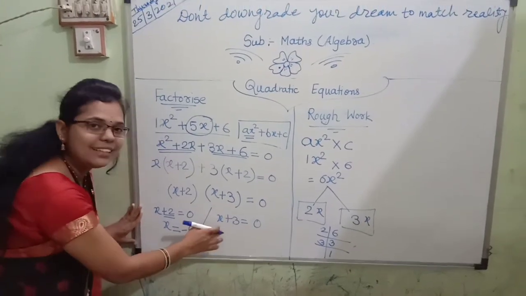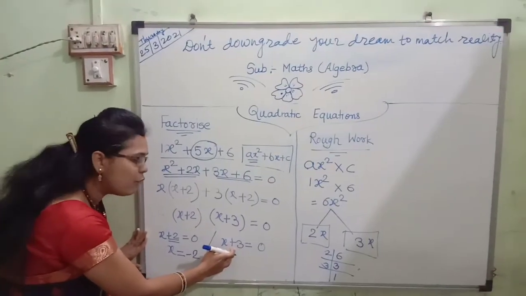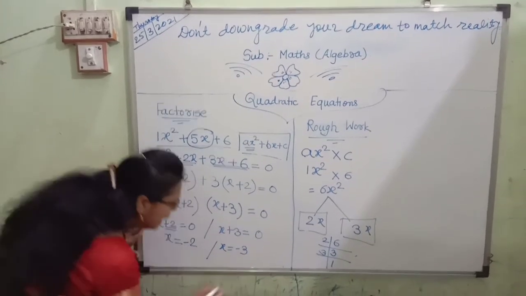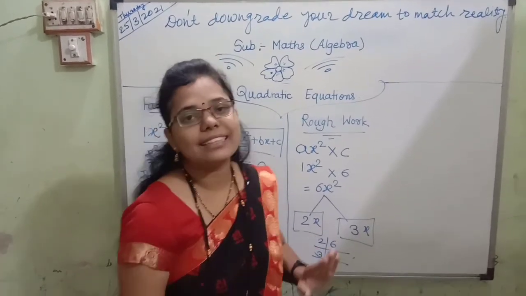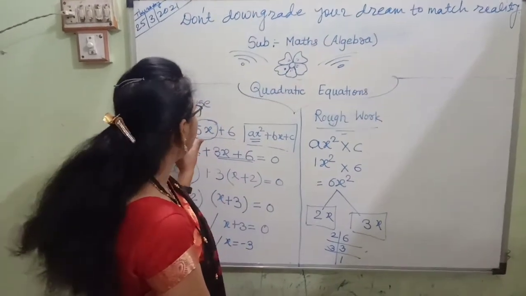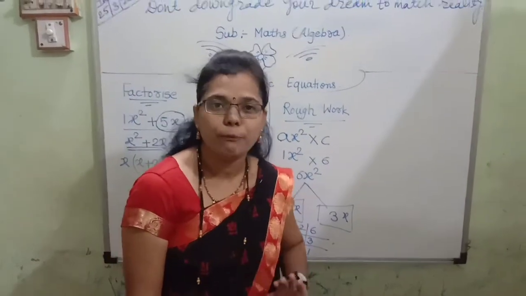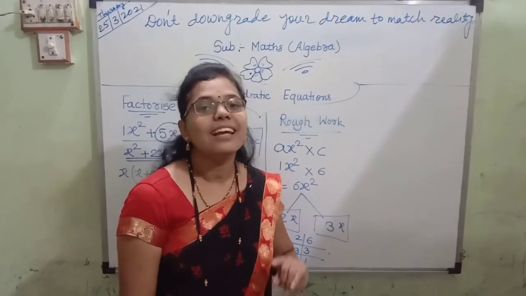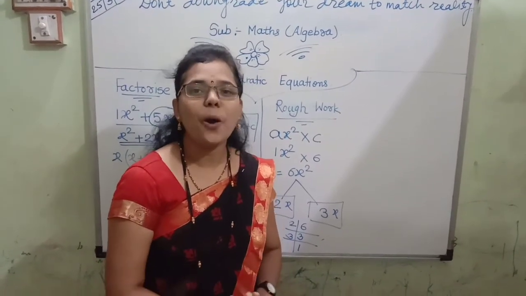Same way with this 3. Right now this 3 is the positive number. When it crosses this equal to sign, it becomes negative. X is equal to negative 3. It means x is equal to negative 2 or x is equal to negative 3. If that value we put in this equation, x square plus 5x plus 6, then that equation will be completely fulfilled. That is the quadratic equation, where we receive the value of x is equal to negative 2 or x is equal to negative 3. I hope you understood.